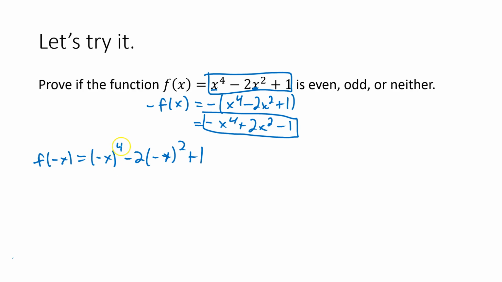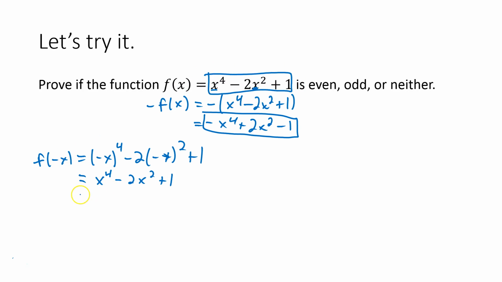If I take a negative and I take it to the fourth power, it's going to end up being positive. So that's just x to the fourth. And then negative x squared, same thing. When you square something, it becomes positive. So I just have minus 2x squared and then plus 1. So I have x to the fourth minus 2x squared plus 1. And what this is right here is, hey, it's the original function.